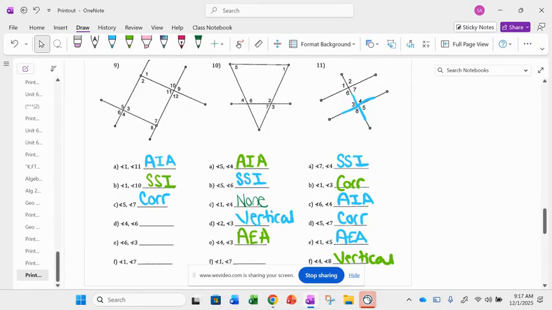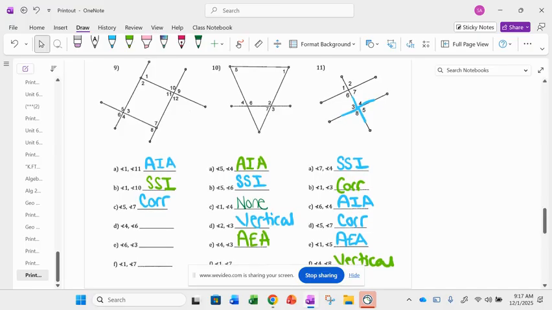4 is exterior. Oh, it depends. Okay, sorry, I'm lying. It all depends on which lines you're working with. So for the 5 and the 4, we use different lines. We said that this was line A, this was line B, and the green was the transversal. So then if those are the two, A and B, then they're interior. So they're alternate interior. Now, if you look at two different lines, if you look at this line and this line, then 4 is exterior. Does that make sense?